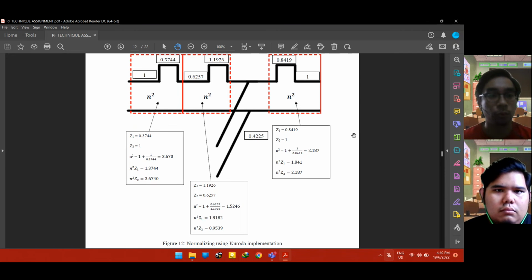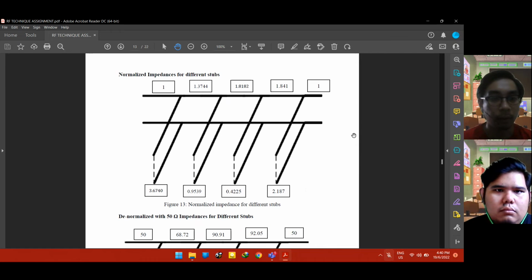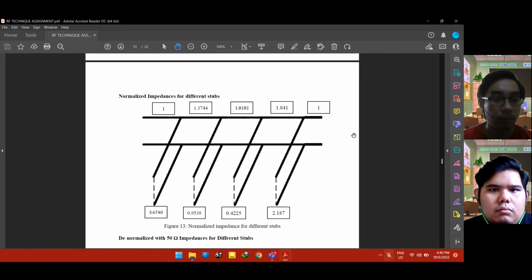Next, we go to normalize impedance for different stubs. Okay, for the different stubs, the values we get from the Kuroda implementation we need to put here, which is the value 3.6740 from part 1, that I just explained.